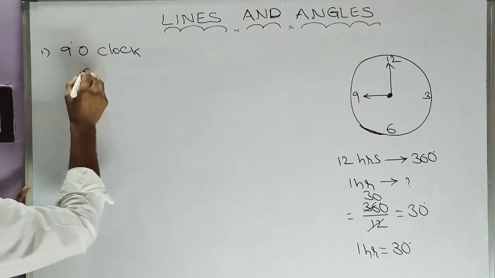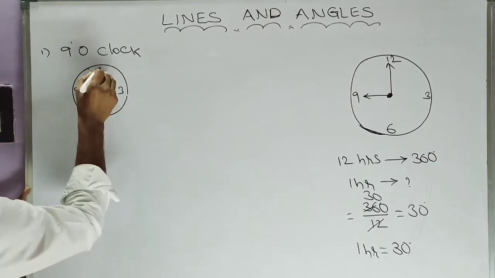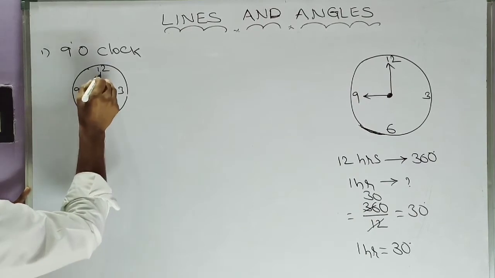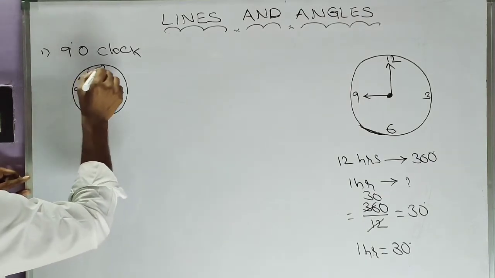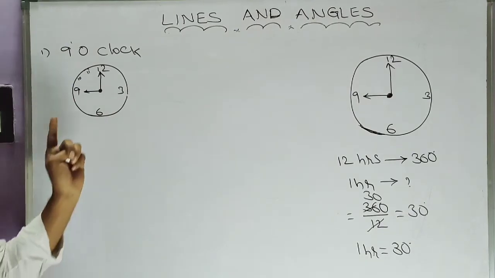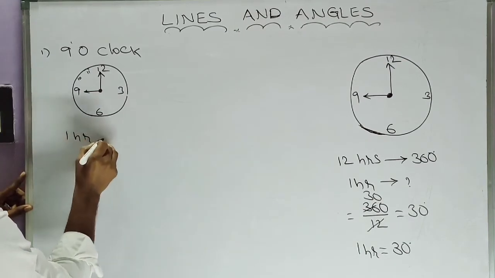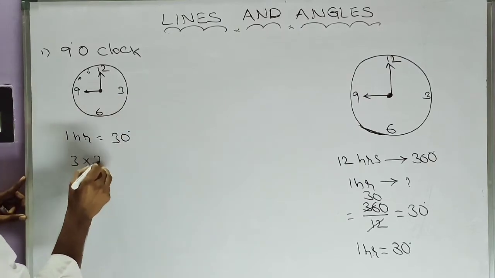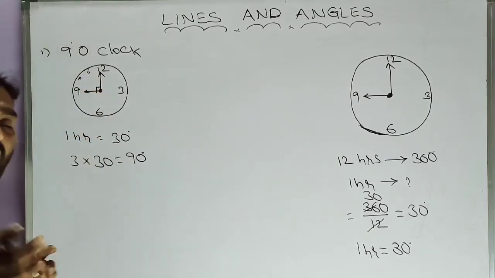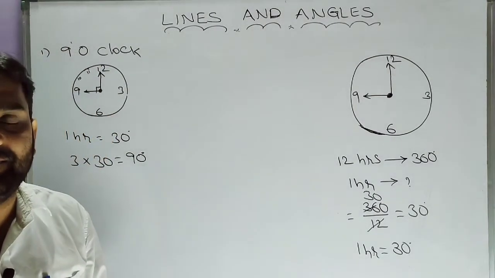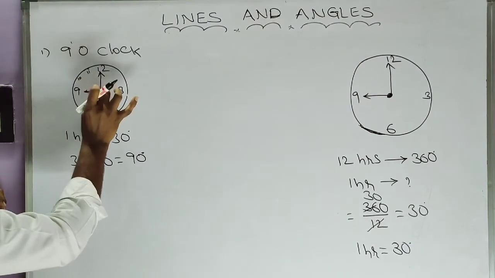Nine, three, six, 12. Like this. This is 9 o'clock. After that, we have 10, 11, 12. 3 hours. The angle between the hour hand and minute hand, 3 hours are there. Per 1 hour, 30 degrees. Per 3 hours, 3 into 30, nothing but 90 degrees. So at 9 o'clock, the angle between the hour hand and minute hand is 90 degrees. And the remaining is 270. This is the 90 and here 270 degrees.